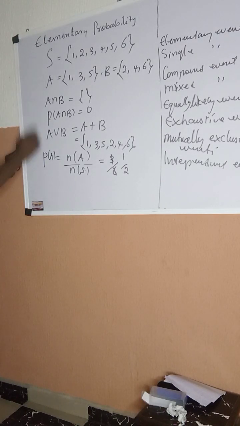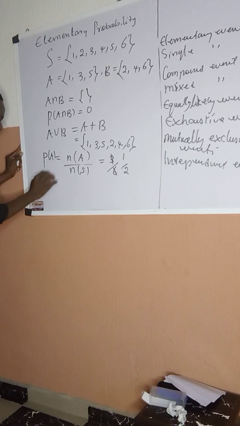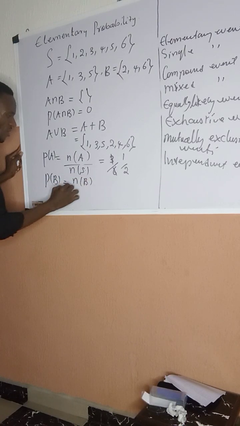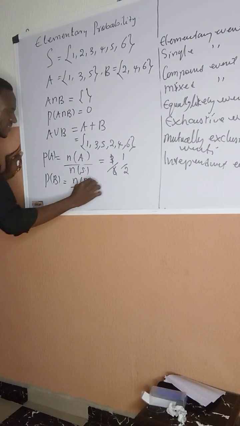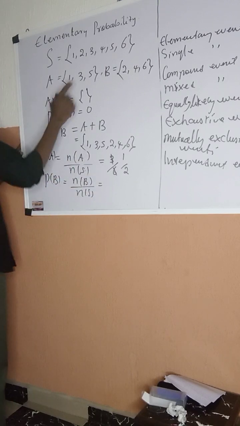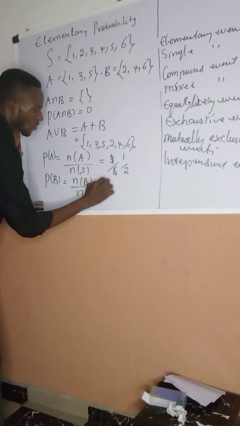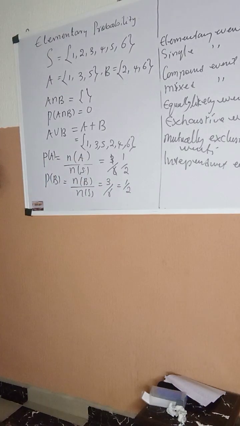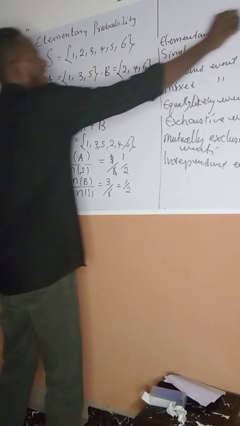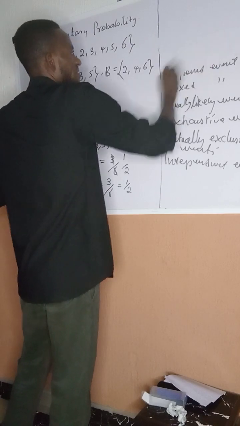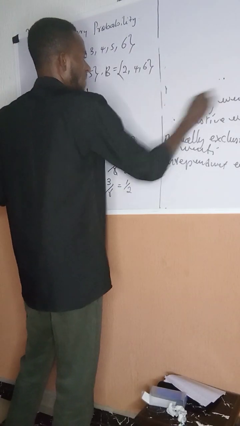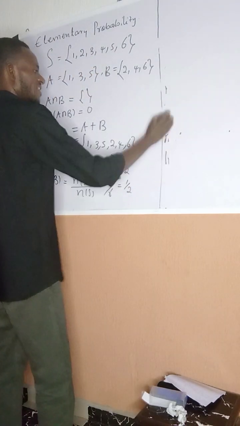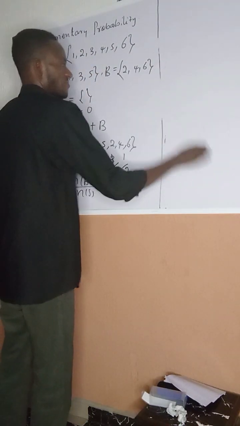The same thing applies in event B. P of event B is given as N of B all over N of S. This becomes 1, 2, 3. It is still 3 over 6, which equals 1 over 2. So I'm interested in looking at the probability of A union B.